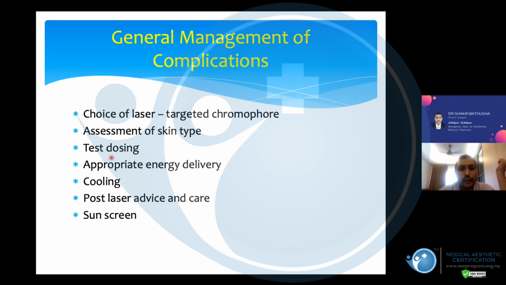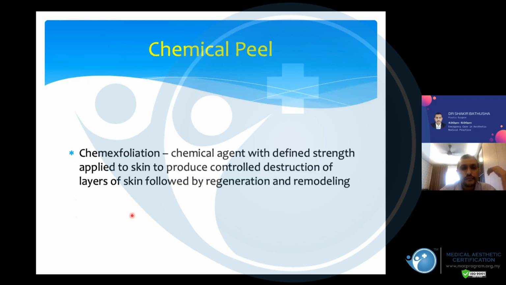Appropriate energy delivery, with regards to its joules, with its fluence. Cooling of the superficial skin to prevent deeper damage penetrating into the dermis. Again, sunscreen and post laser advice. I think this post laser advice or sunscreen is in fact good for many of the others. Even in our patients post surgery, post burn surgery, post scar revision, we still do advise them on sunscreen, and ask them for scar massage, all those things.